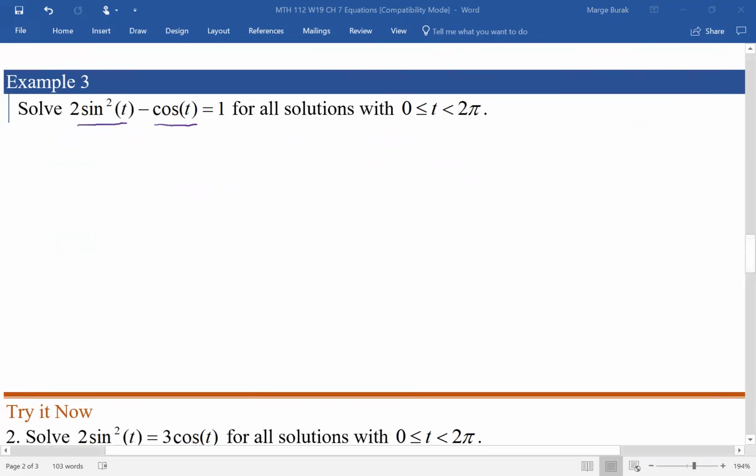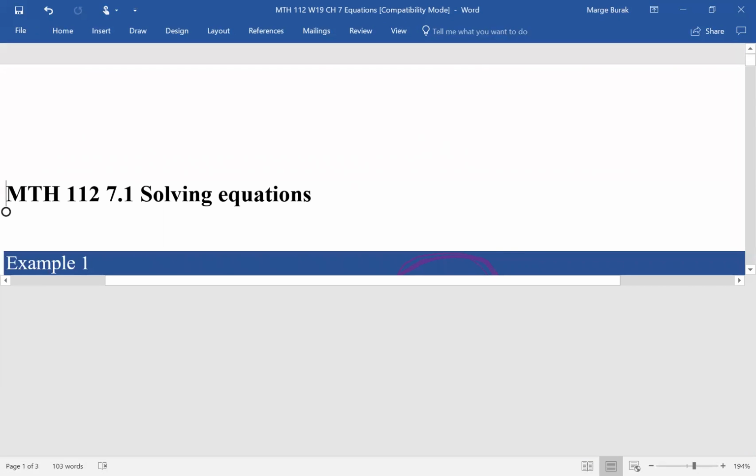So we know one of our identities was sine squared x equals 1 minus cosine squared x. And let's use that instead of sine x.